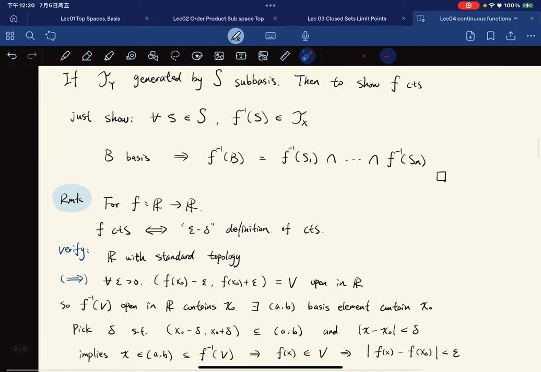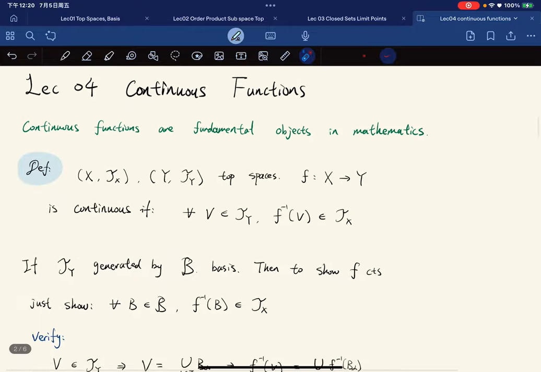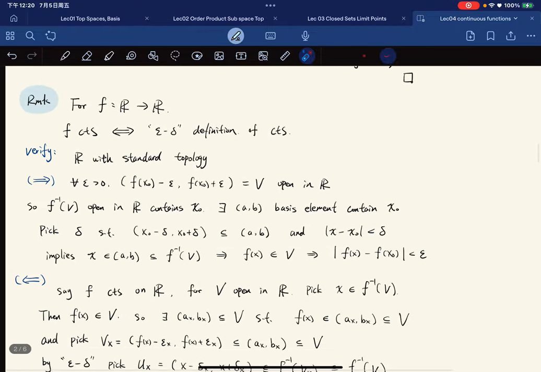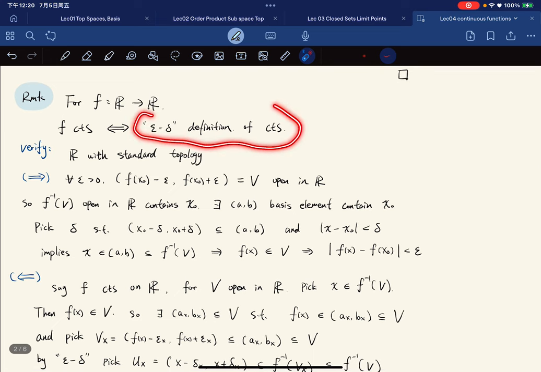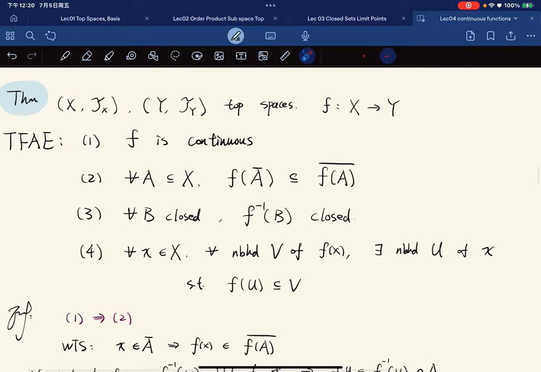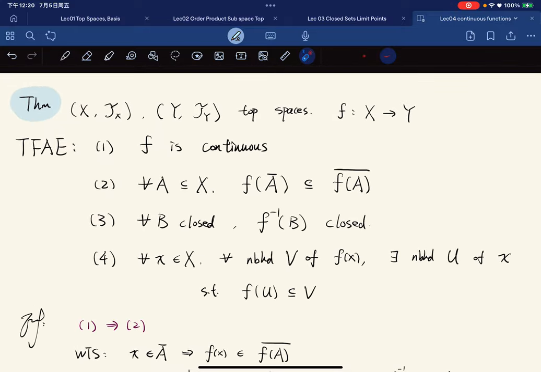All right, so we see that this definition of continuity agrees with our epsilon-delta definition of continuous functions. Now we're going to look at some characterizations, equivalent conditions, of a function being continuous. So the following are equivalent.